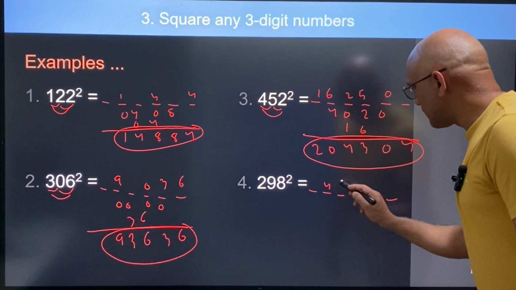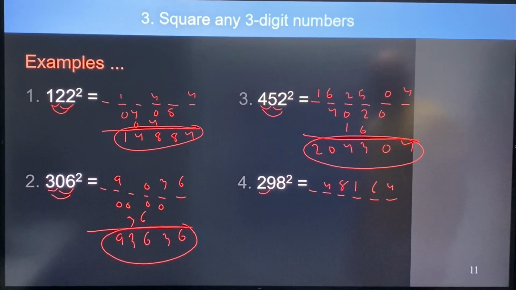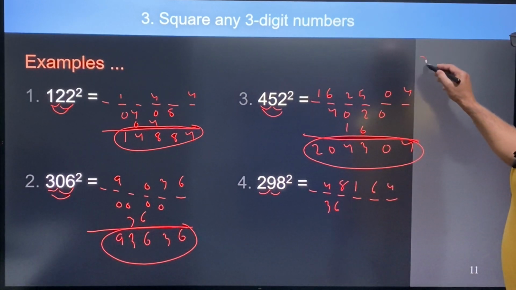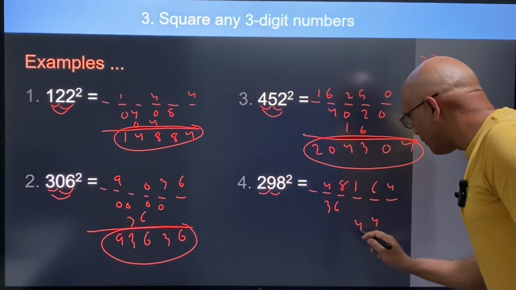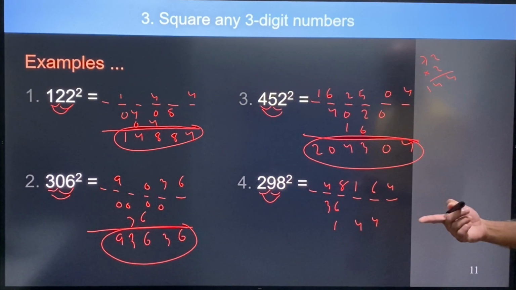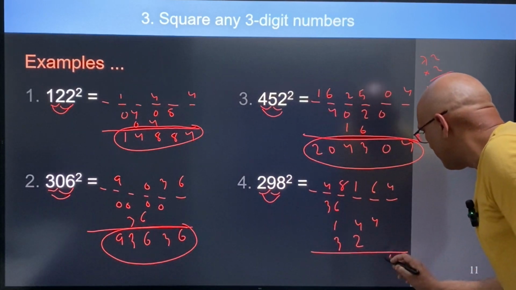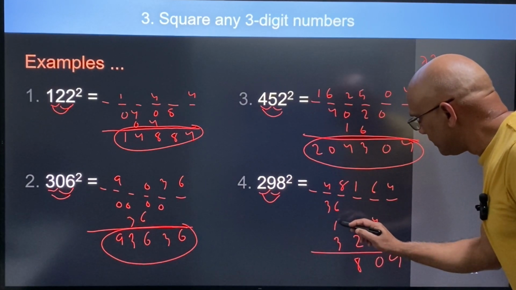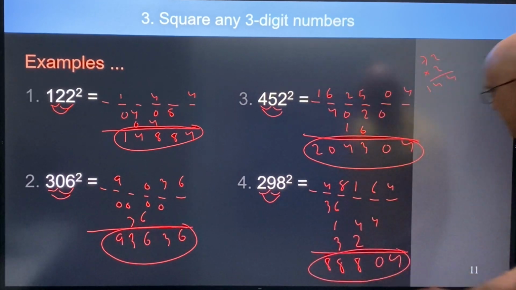All right, 298 square, 1, 2, 3, 4, 5, 6. 2 square is 4, 9 square is 81, 8 square is 64. 2 times 9 times 2 is 36. Okay, 9 times 8 times 2, so 9 times 8 is 72, times 2 is 144. So it has to start from here, right? So right from here, 441, and then 2 times 8 is 16, times 2 is 32. So that goes here. So the result is 88804.